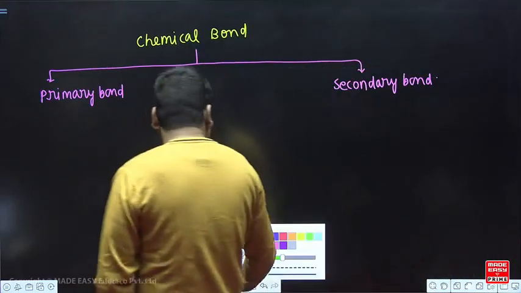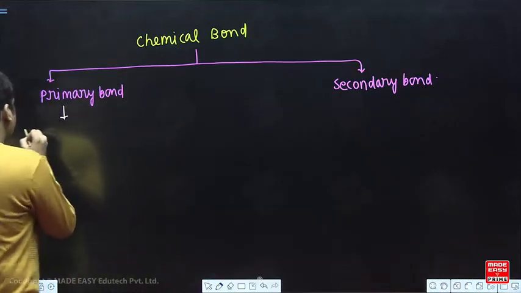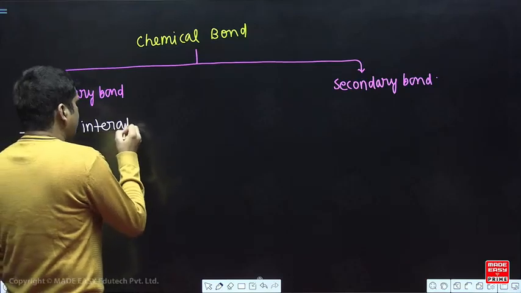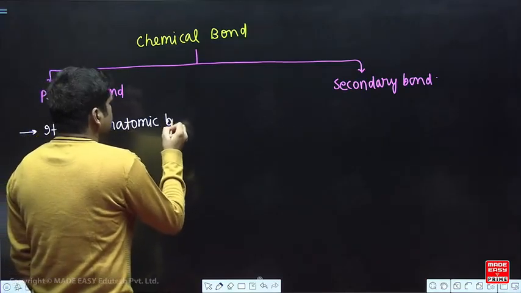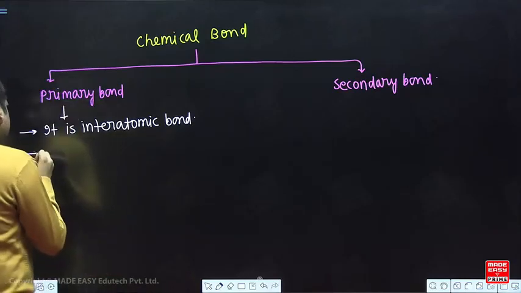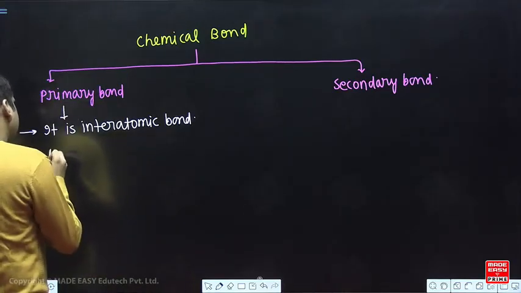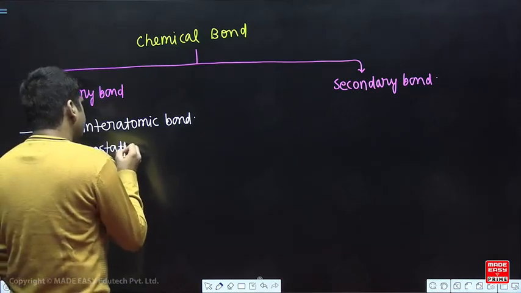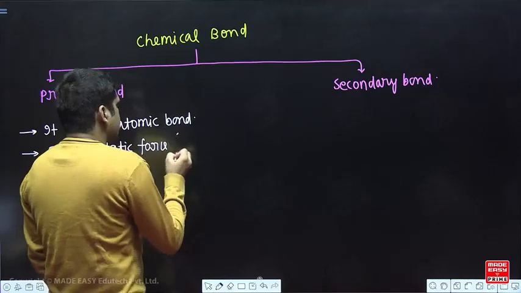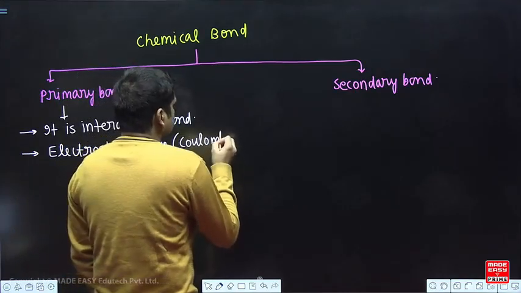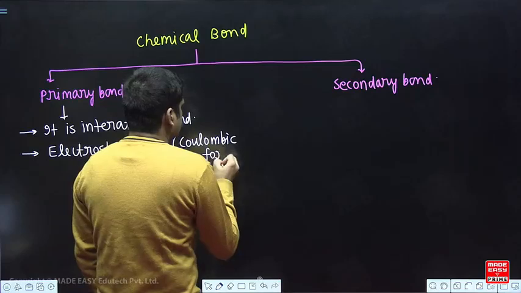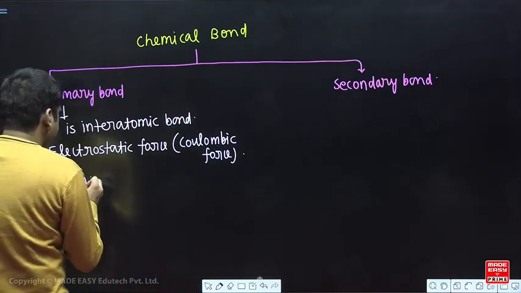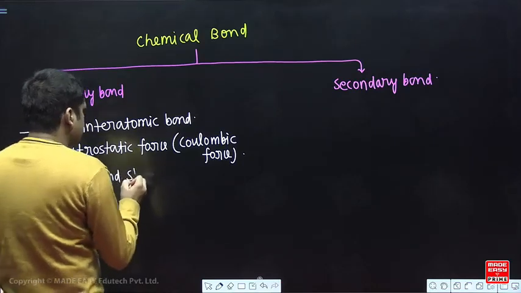Primary bond में we can write it is inter-atomic bond, and it is electrostatic force, basically attraction and repulsion. It is electrostatic force, that is Coulombic force. And bond is strong, and if it is strong cannot be easily broken, so it is stable.